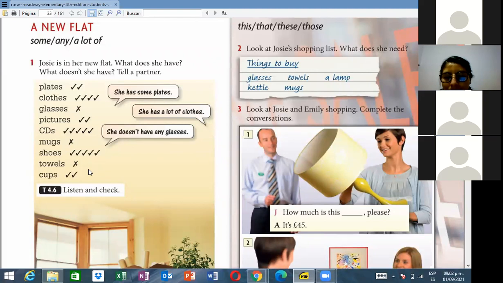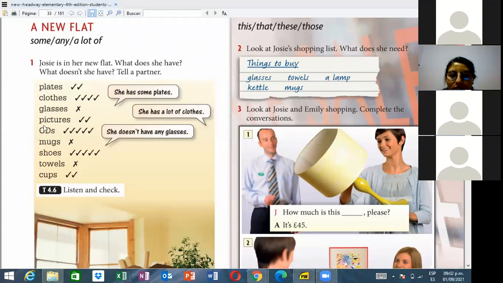Okay, please, students, look at the list here. Let's talk about the things that she has in her new flat. We have here the list, and she has plates, right? Look at the tick. I'm talking about plates, only 2, so you can say, she has some plates. Let's continue. Let's talk about clothes. We have a lot of ticks, so more than only one. So you can say, oh, she has a lot of clothes. What about glasses? We have a cross here, so she doesn't have any glasses.